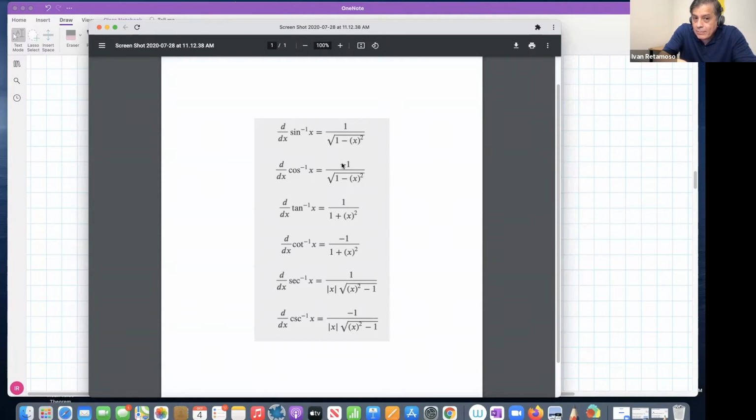Derivative of cosine inverse, minus, is the opposite of this, right? Minus 1 over square root of 1 minus x squared. Derivative of tangent inverse, 1 over 1 plus x squared. Derivative of cotangent inverse, minus 1 over 1 plus x squared. Derivative of secant inverse, 1 over absolute value of x, don't forget the absolute value, times the square root of x squared minus 1. And here it's opposite, right? They come in opposite pairs. Derivative of cosecant inverse, minus 1 over absolute value of x multiplying square root of x squared minus 1.